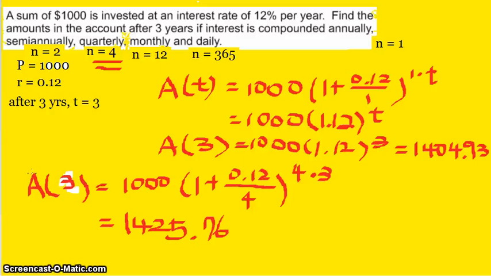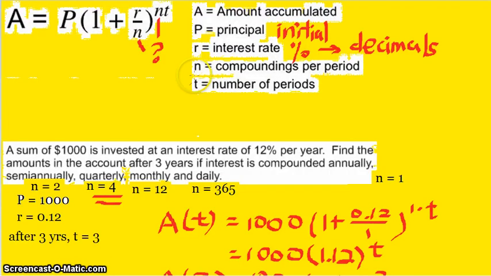So I hope you guys understood how to apply the formula up here. A is equal to P multiplied by 1 plus r over n, the whole thing to the power of nt.